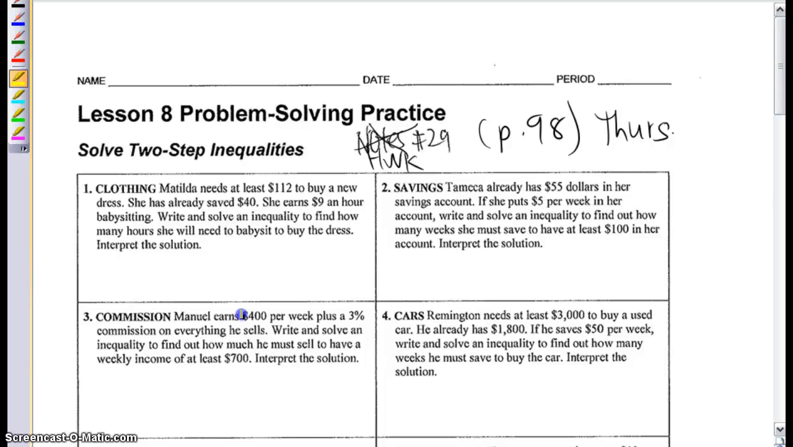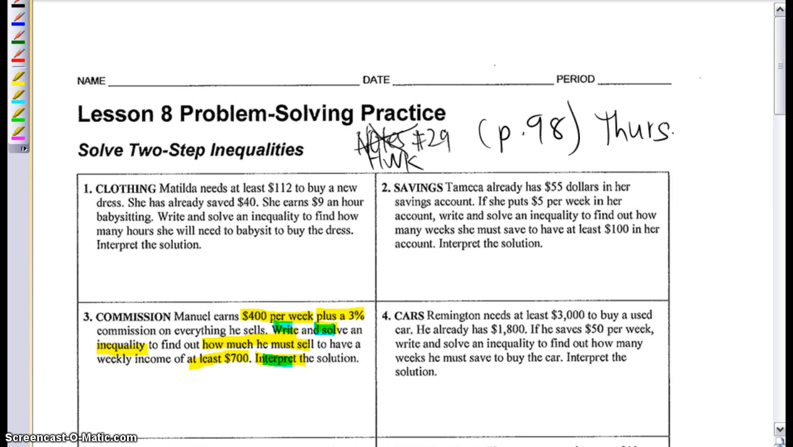So for number 3, we want to highlight $400 per week, and then plus a 3% commission on everything he sells. We want to write and solve an inequality. We are looking to find out how much he must sell, and he wants to make at least $700 for that week. Then we also want to interpret the solution. So there's actually 3 things we're looking to do: write, solve, and interpret.